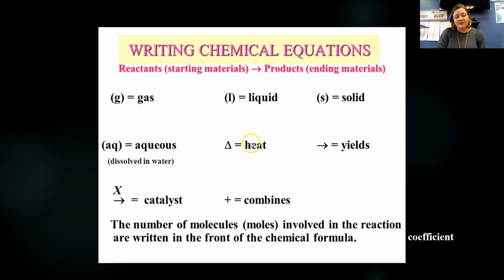You might see the triangle. That's an indication that heat is either being applied or that heat is being produced. The arrow tells me that that is yielding, so that's where we go from our reactants to our products. If a catalyst is used, oftentimes you'll see an X. We're probably not going to deal much with that, but just in case you see it. And the plus symbol is used when we take two reactants and combine them to make products. And oftentimes if you have two reactants, you'll have two products.